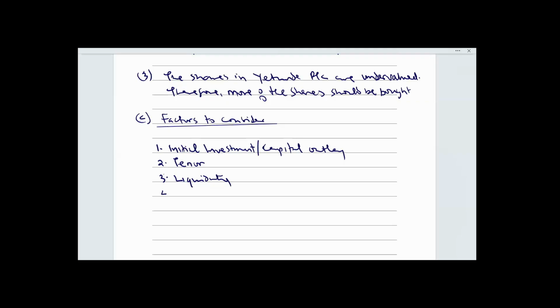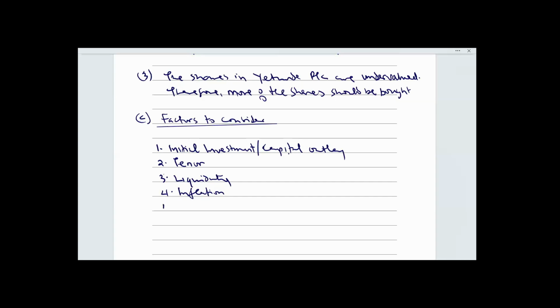Then 4, you need to consider the impact of inflation. When there are price level changes, the value of your investments may decline. Therefore, it's a factor that you need to take into consideration when you are investing in short-term marketable securities.